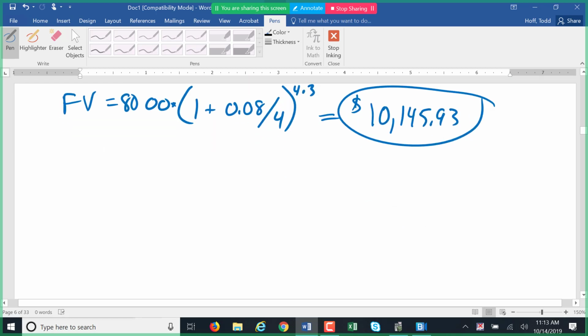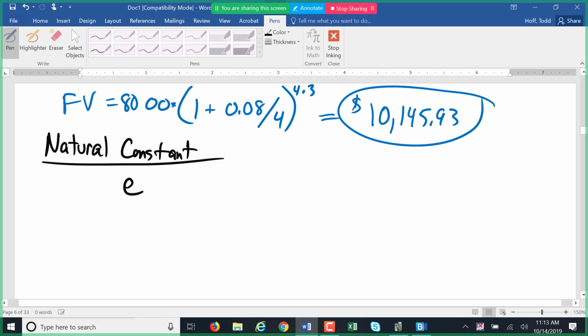Dealing with exponentials, there's a number that needs to be mentioned. It's called the natural constant. The natural constant is a number just like pi. Pi is a set number. It's just a continuing decimal that never repeats in a predictable pattern. E is the natural constant. It's the same way. It's 2.7, blah, blah, blah.